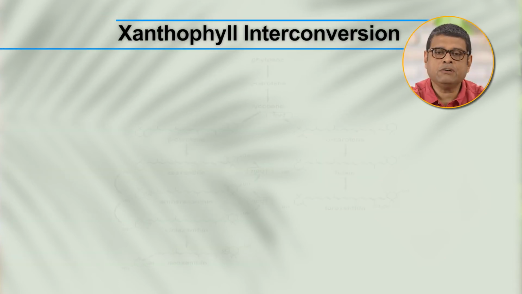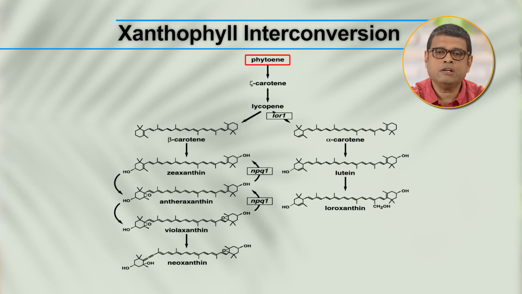Now, the xanthophyll interconversion is very interesting. It starts from phytoene, and this phytoene will be converted to zeta carotene, and zeta carotene will produce the red pigment lycopene, which is present in tomato, as you know. Under the action of the LCY genes, it will be converted to beta carotene and alpha carotene on each side, and then beta carotene may produce zeaxanthin, antheraxanthin, violaxanthin, neoxanthin. These are all yellow in color. And on the other hand, alpha carotene might produce lutein and loroxanthin, which is reddish yellow in color.